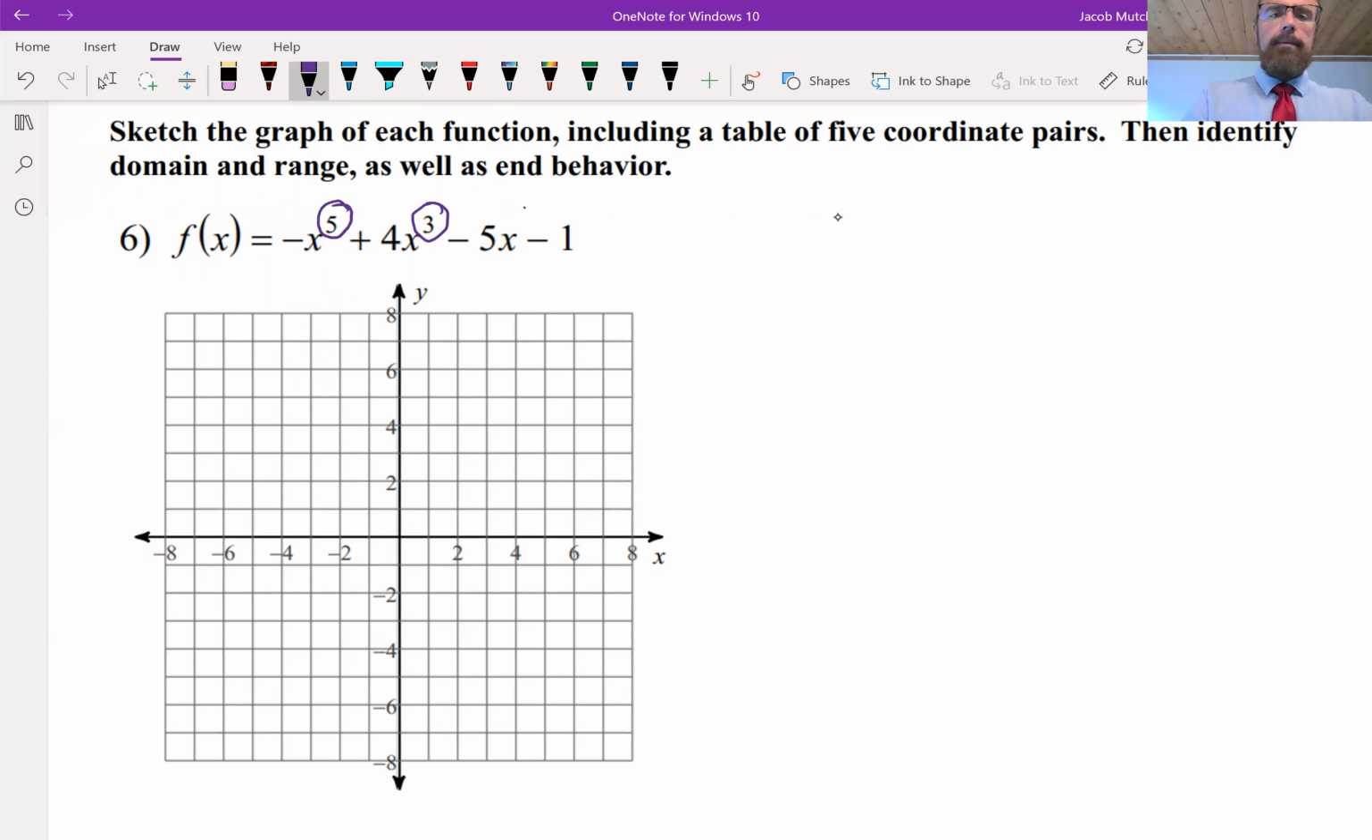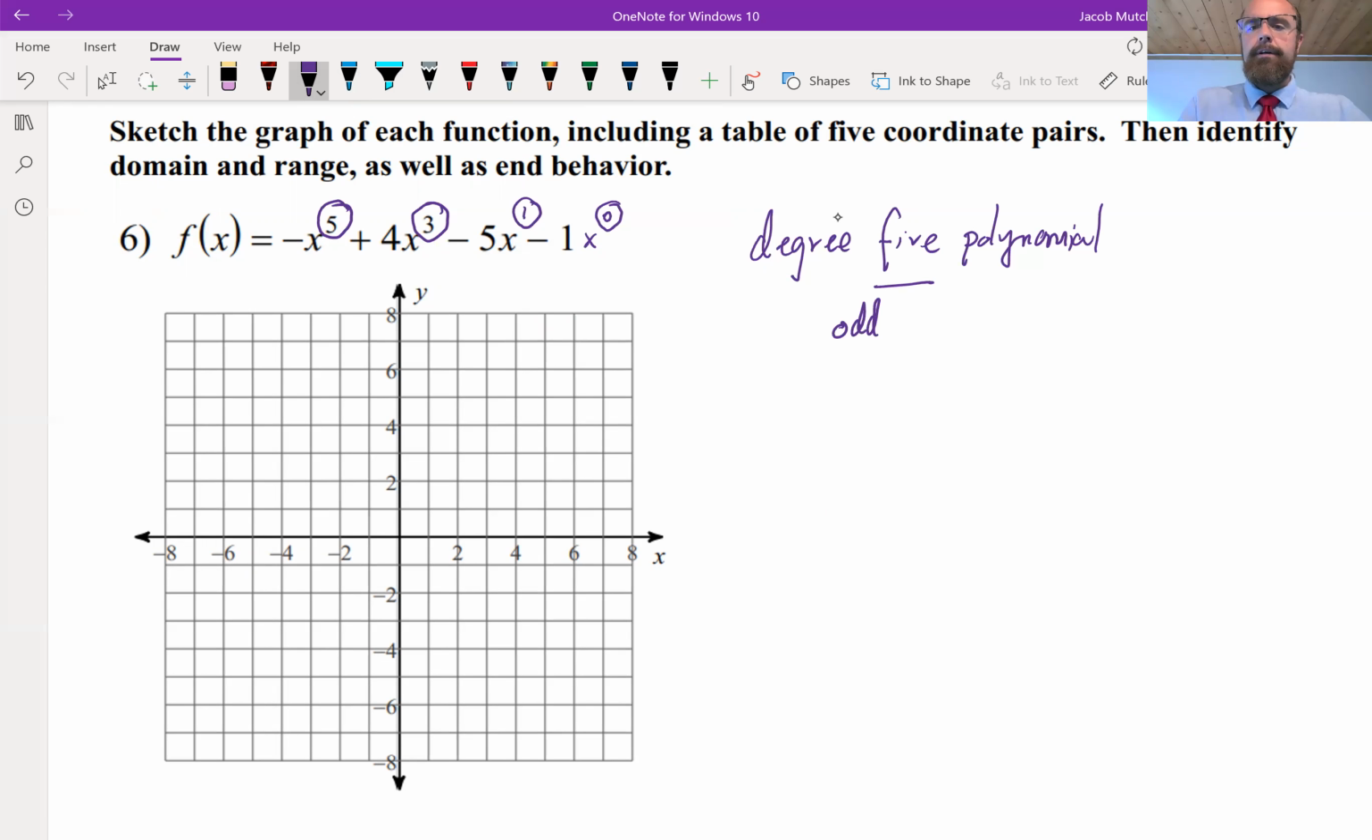So I'm circling the powers here. I've got a power of 5, power of 3, power of 1. And then I think that's x to the power of 0. So the highest power there is 5. This is a degree 5 polynomial. So what I'll notice, again, is whether that degree is even or odd. The number 5 is an odd number, so this is an odd degree.